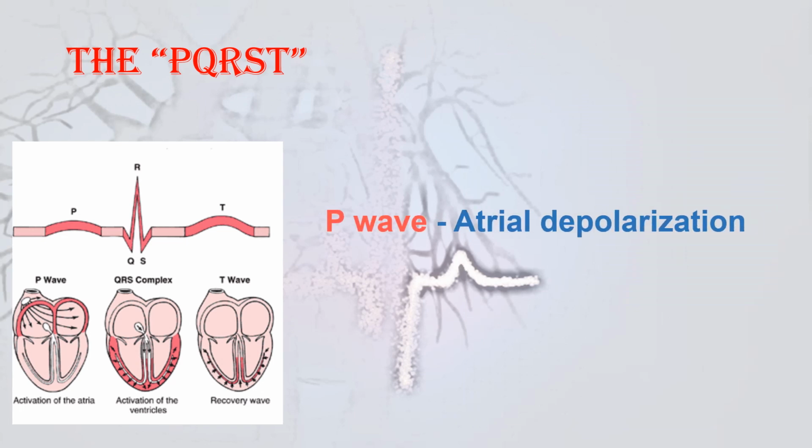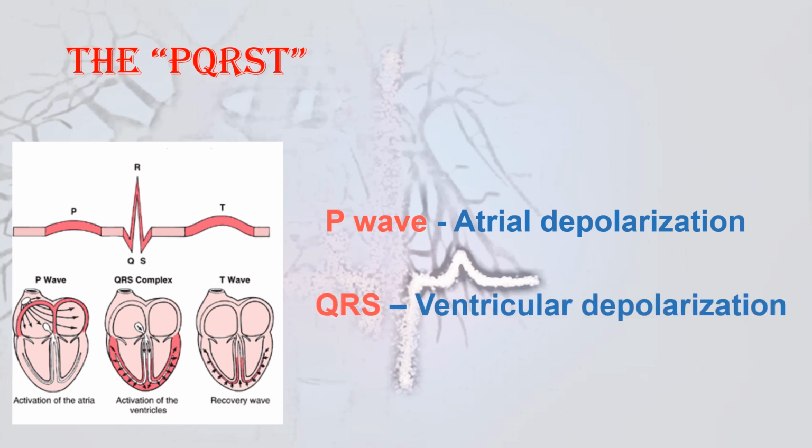We know about PQRST. First, the P wave. As I already said, the P wave represents atrial depolarization, otherwise atrial systole or atrial contraction. By this time the blood collected in the right atrium and left atrium will be passed to the ventricles.